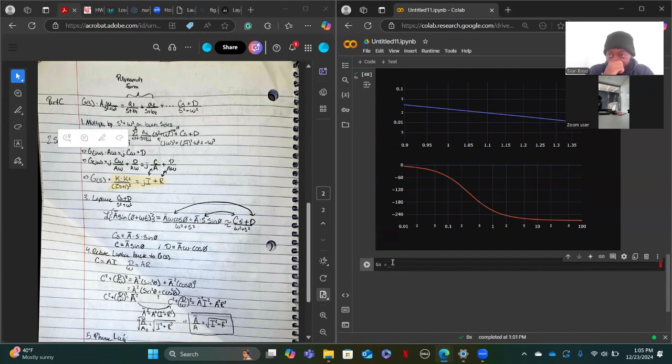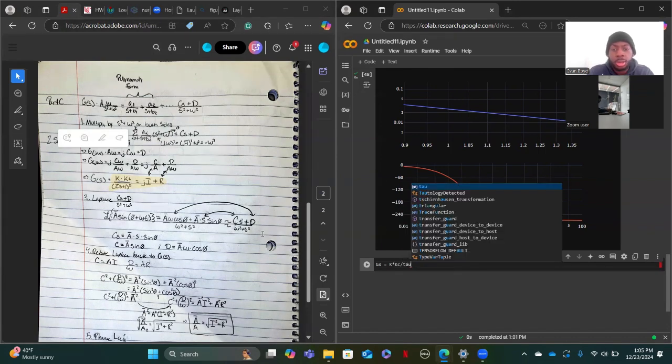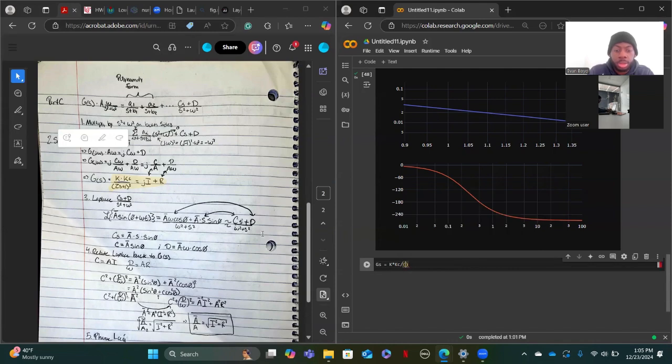And this is equal to, we'll just recopy this down, but not inputting j or ω. So K times Kc divided by tau times s plus 1, again, s is like j in Python, to the third power.